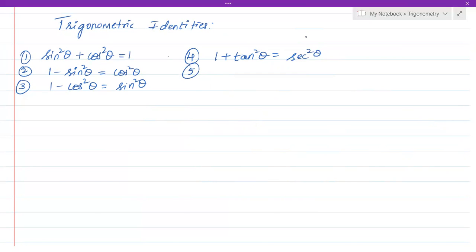Now shift 1 to the other side. It becomes secant square theta minus 1, which will be tan square theta. So tan square theta is equal to secant square theta minus 1, or the other way, secant square theta minus 1 is equal to tan square theta. Similarly, instead of 1, if you shift tan square to the other side, it becomes secant square minus tan square, which will be equal to 1. A very, very important one.